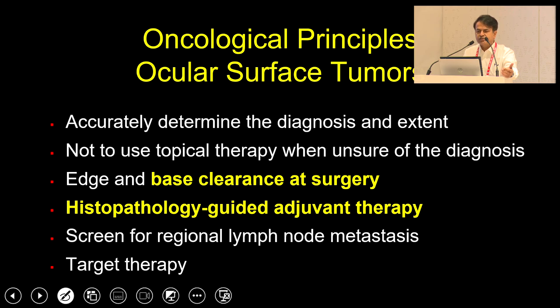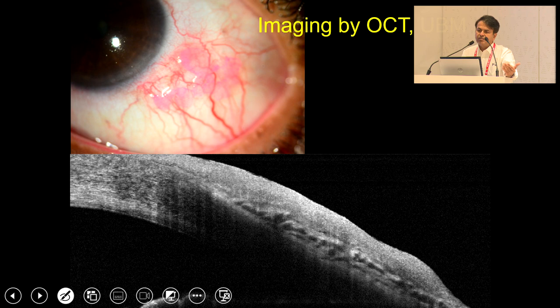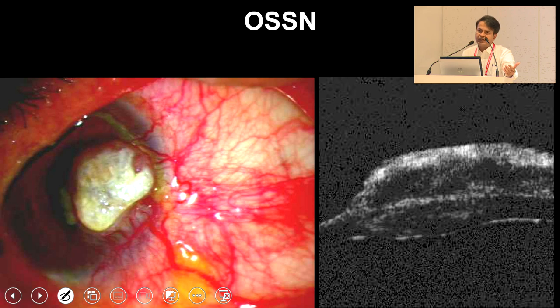In ocular surface tumors, the oncological principle is that we have to have edge and base clearance. While the edge is easy to determine, you can see it on slit lamp, the base is opaque, you cannot see through the tumor. Although some clinical parameters, such as moving the tumor with a wet cotton tip applicator under slit lamp evaluation, can give you some idea about the base, the real test is using an OCT or UBM to look at the base, and that fortunately correlates with histopathology.